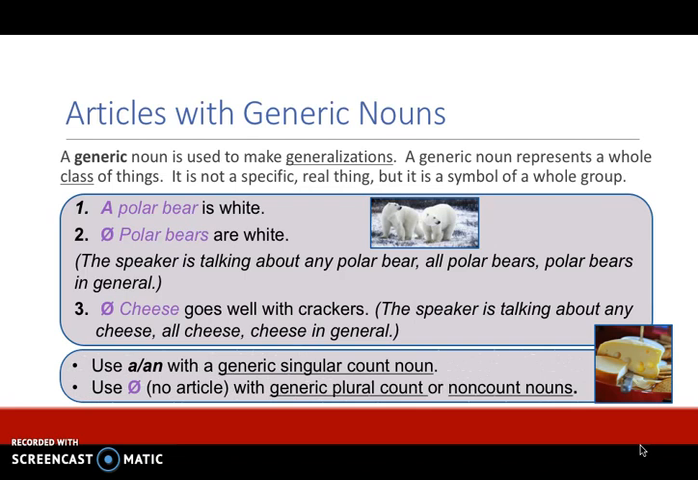So we can see that we use a or un with a generic singular count noun. So here's a with polar bear, a singular count noun, and this is the generic use. And we use no article with a generic plural count noun or non-count nouns. So this is an example of a generic plural count noun, and cheese is a non-count noun.